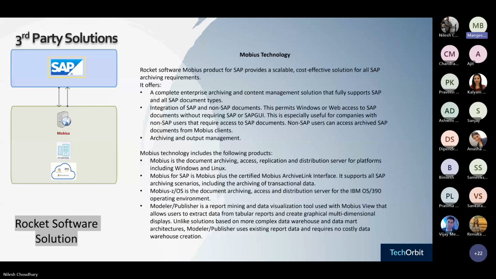Likewise, I will also talk about another option, a third-party based solution coming from Rocket Software. Rocket Software is a company which provides data modernization and IT modernization products and suites, but it has also got a product called Mobius. It's very much categorized as an enterprise content management solution.